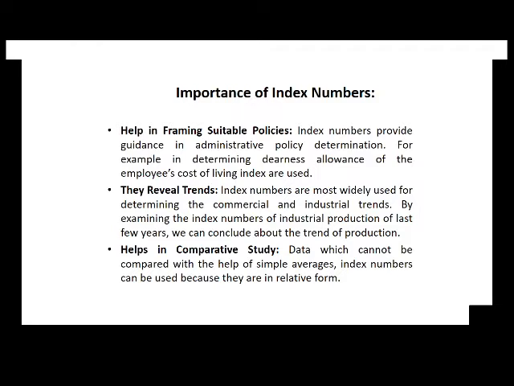For example, in determining dearness allowance, in the dearness allowance of the employees, cost of living index is used. Next, the second importance: they reveal the trends. Index numbers are most widely used for determining the commercial and industrial trends. By examining the index numbers of industrial production of the last few years, we can conclude about the trend of production.